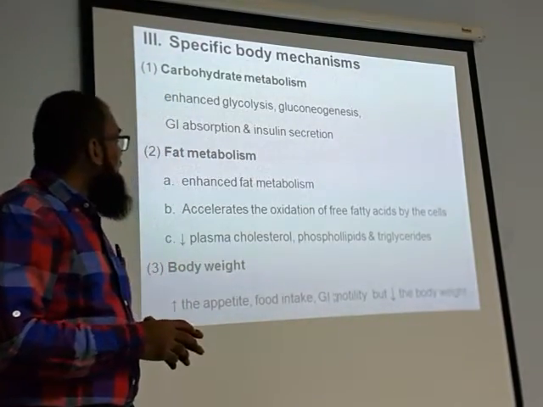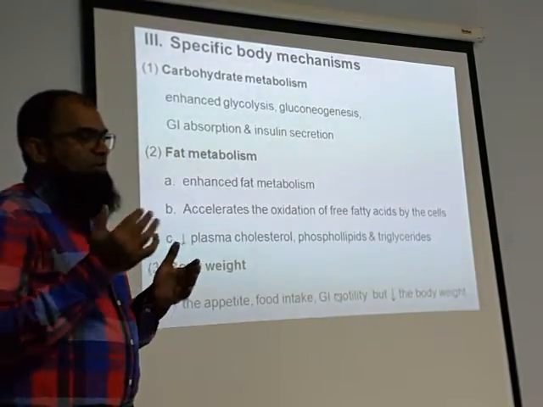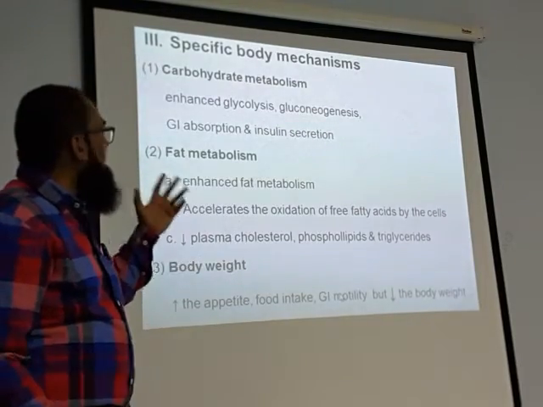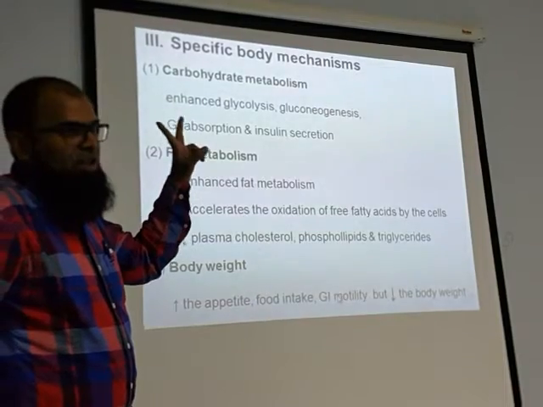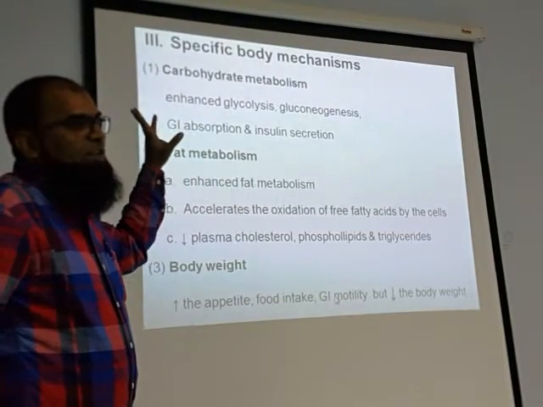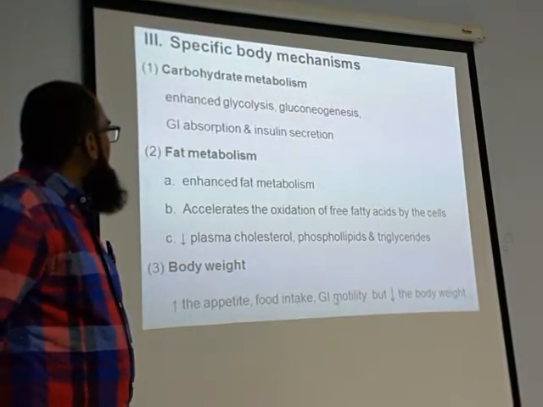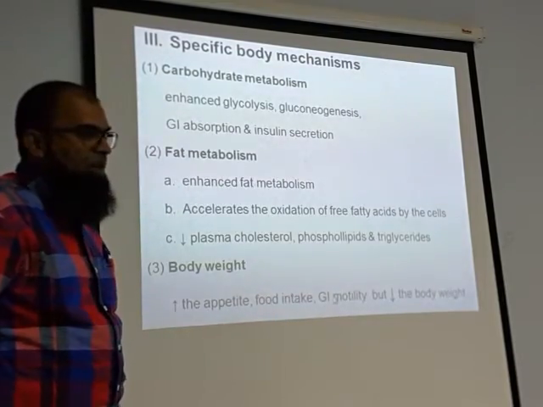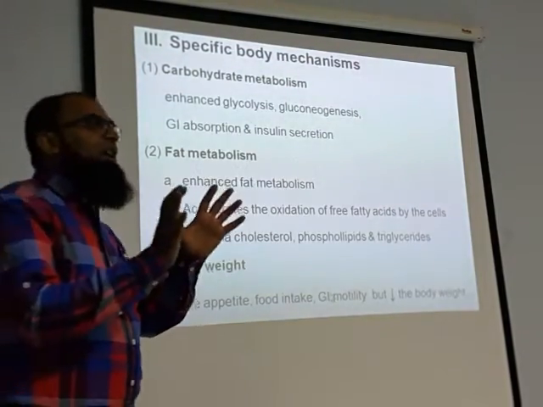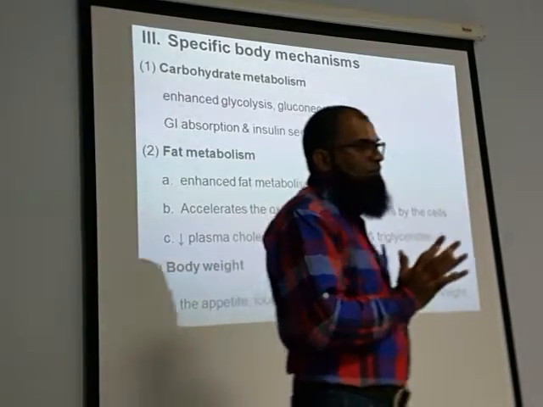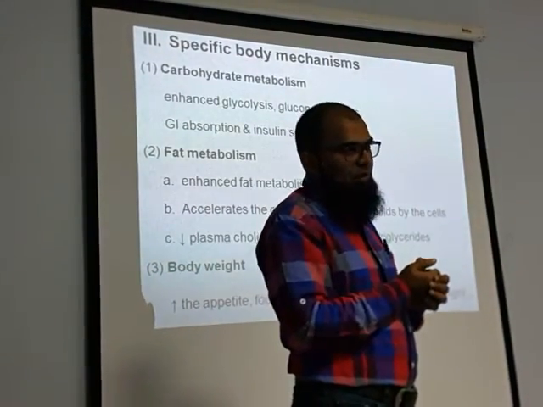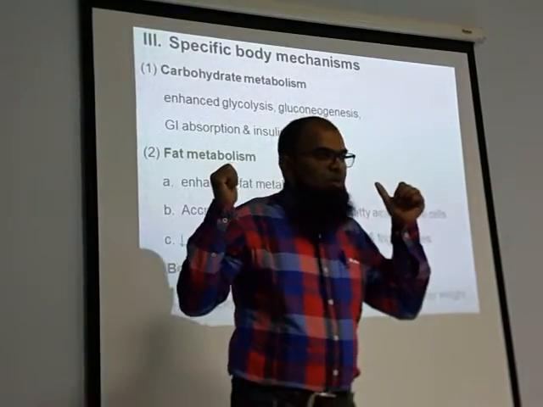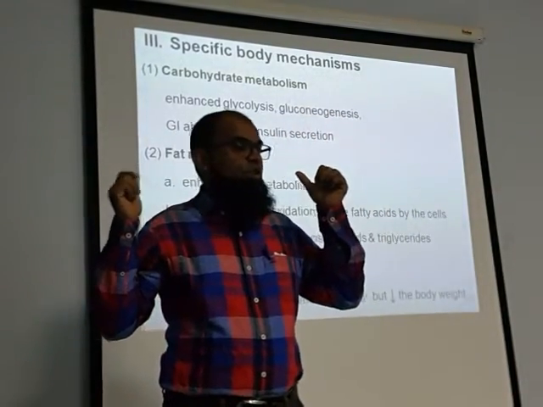Now the third function is divided into specific body mechanisms. First is BMR, second is fetal life, third is specific body mechanisms. Number one, carbohydrate metabolism. It is also a diabetogenic hormone. Diabetogenic hormone means it increases the blood sugar level. And it increases the blood sugar level by increasing gluconeogenesis.